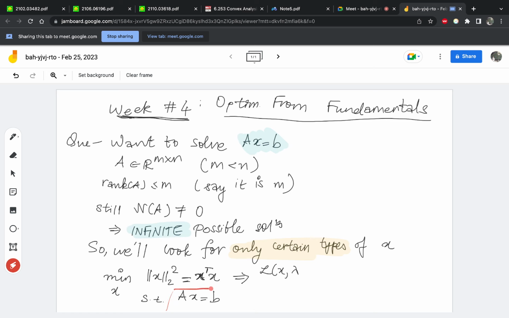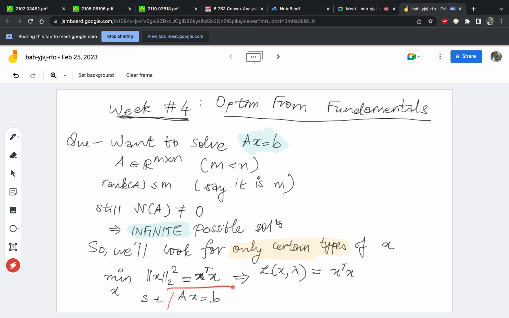Can you correct me if I'm wrong? Is there only one constraint here? No. Okay, so how many constraints are there? Let's say A is m cross n. So how many constraints will be there? I'm not asking about the number of variables, I'm asking how many constraints will be there. If A is n cross n, there should be one constraint, right?